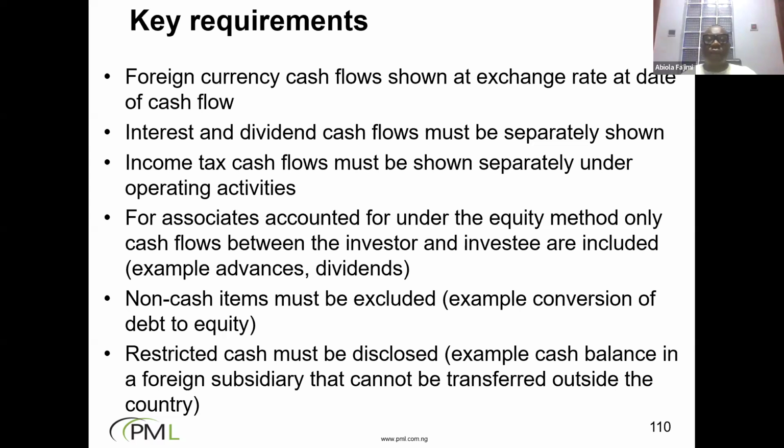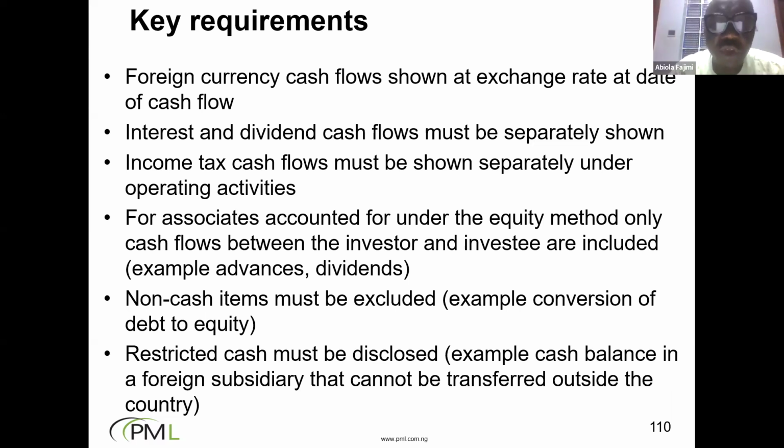For an associate accounted for under the equity method, only cash flows between the investor and the investee are included. You do not include things like advances and dividends in the group account because it's within the same group.